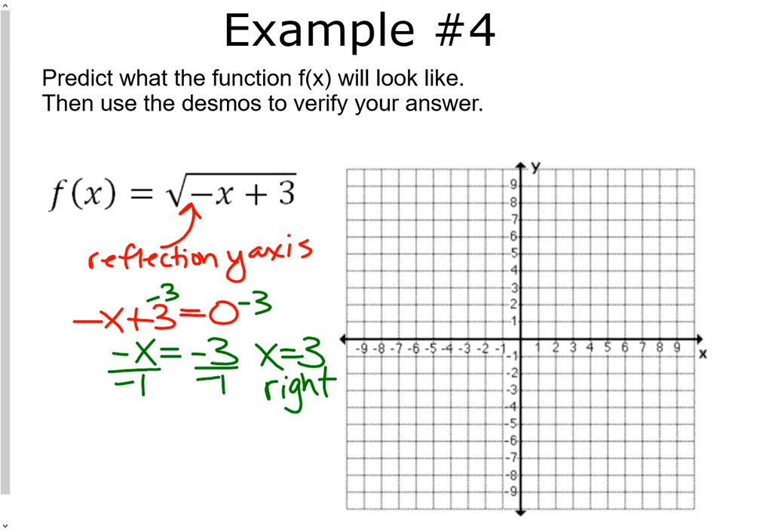Now, one of the ways that we can show this in our function is we can rewrite this function, f of x equals the square root, and take that negative outside the brackets. I'm just going to put it as a negative. So I'm going to take the negative out of the brackets, which would leave me with x minus 3. And then it's easier for us to read: oh, look, I have this negative 3. That means 3 to the right, or positive 3.